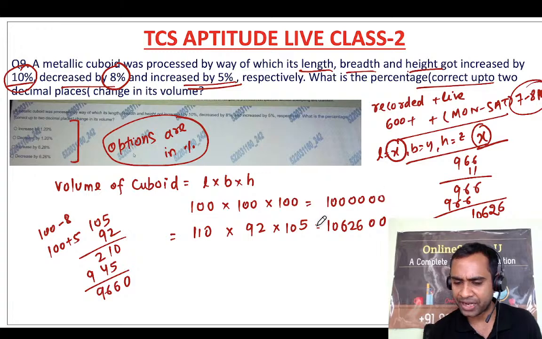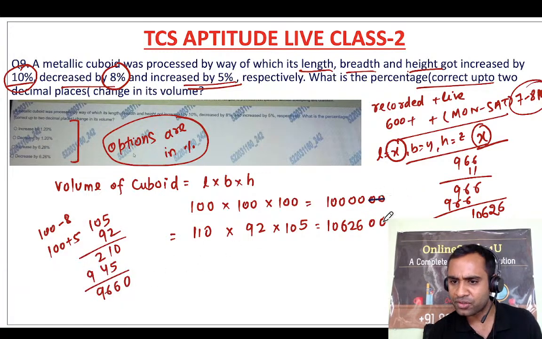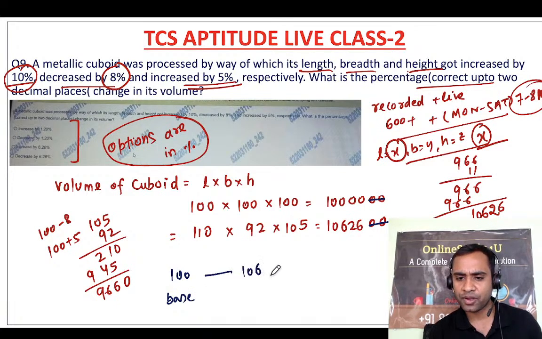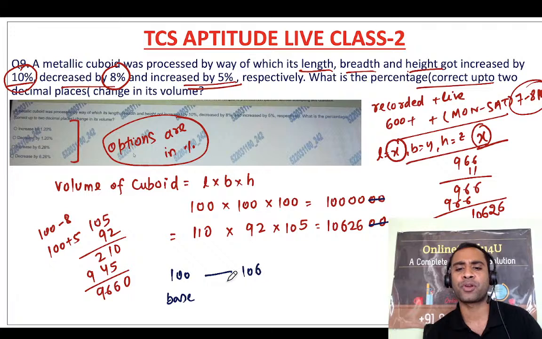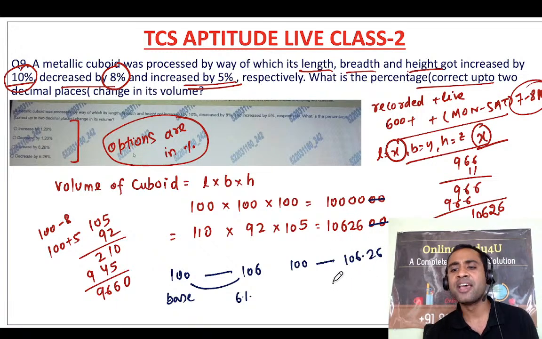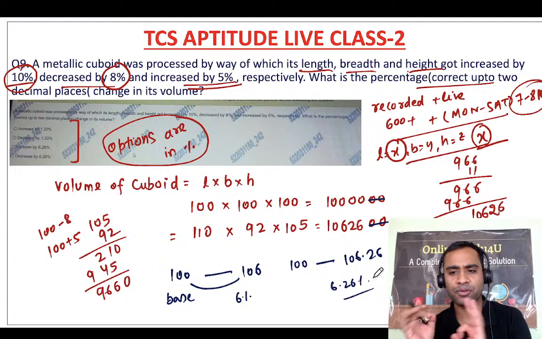Now friends, please try to understand. I am going to tell you something. See, now two zeros cancelled. See what I'm trying to do. If the base is 100, and the increased value is 106, you will directly say, sir, 6%. If your base is 100, and I tell you this much, you can tell me the percentage increment, sir, it is 6.26%, right? The reason is, when your base is 100, you will easily be able to solve the problem.